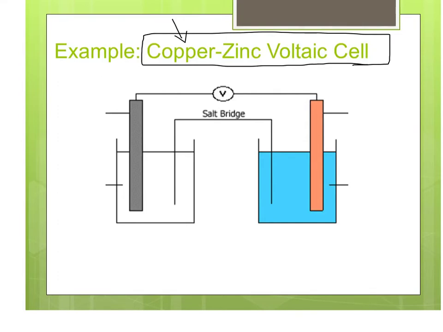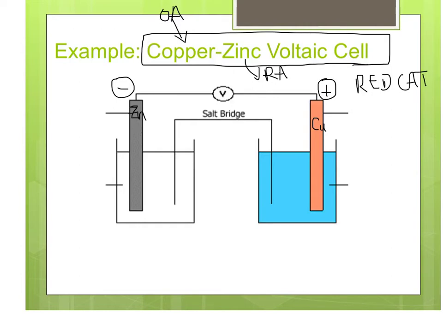In terms of these two, copper is going to act as our oxidizing agent. Zinc is going to act as our reducing agent. That means that copper is going to undergo reduction, and reduction happens at the cathode. You can remember this with the acronym RED CAT. That means that our reducing agent, our zinc, is going to be at the anode. So we have oxidation happening here.